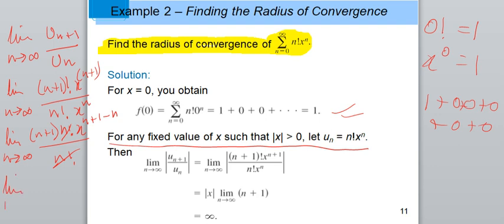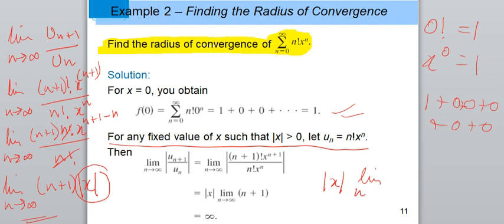So limit n tends to infinity of n plus 1 times x, it is just x that is left. They have written this as mod x, because you want a positive value. Of course you will take the limit only for n tends to infinity. The x has now become a constant, so they have taken the constant outside and put the limit n tends to infinity of n plus 1, which is equal to infinity. So you got it? Alright.